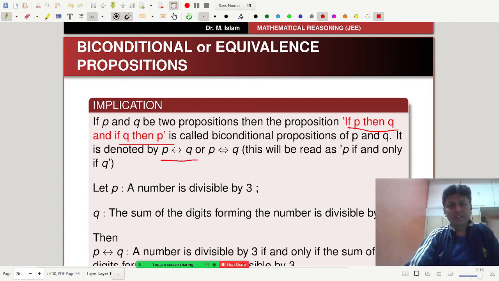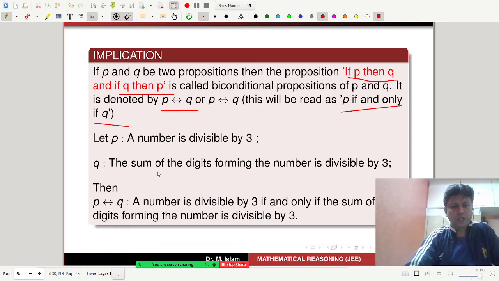It is denoted by this both side implication, P implies Q and Q implies P, and it is read as P if and only if Q. If and only if means necessary and sufficient. Sometimes in mathematics we say it is necessary and sufficient. If P is true, P implies Q, Q implies P. That is the way. This is called the biconditional or equivalence proposition.